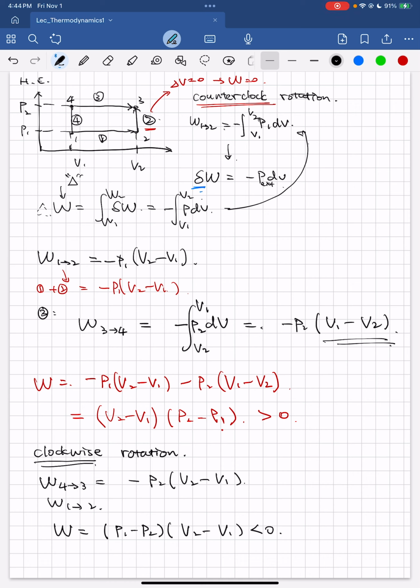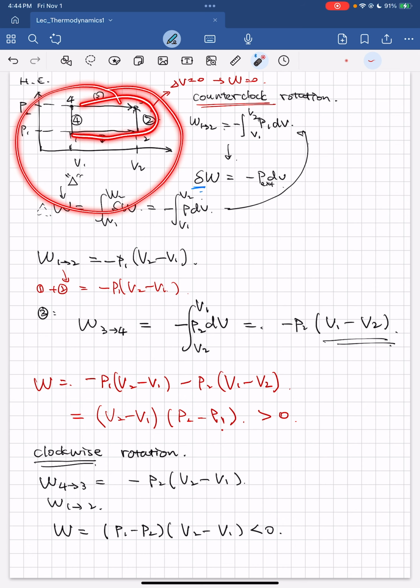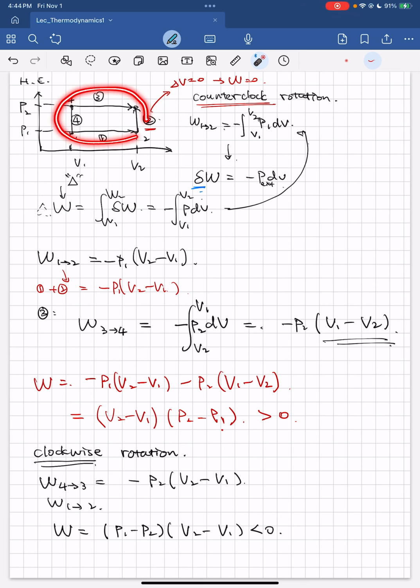Then for heat engine, you need to do work to the surrounding, right? So what kind of rotation would you use for heat engine? Let's say these two diagrams can be one of this kind of rotation or this kind of rotation. Either of them can be used for heat engine. Then what kind of rotation would you choose?